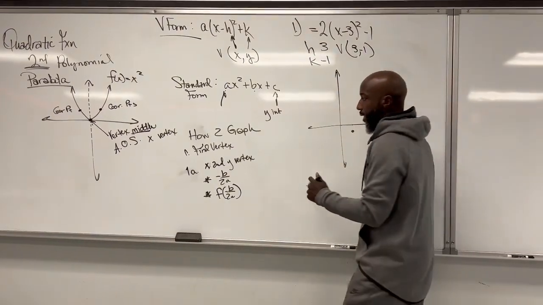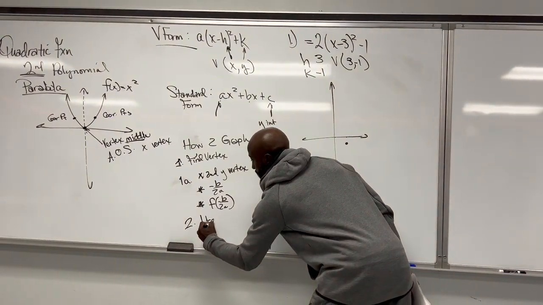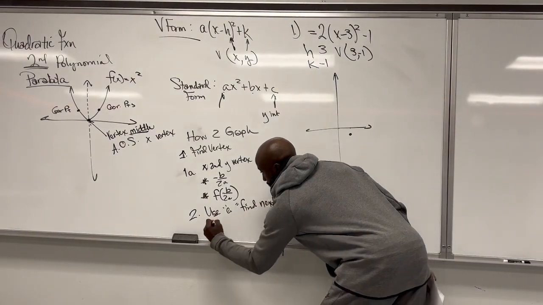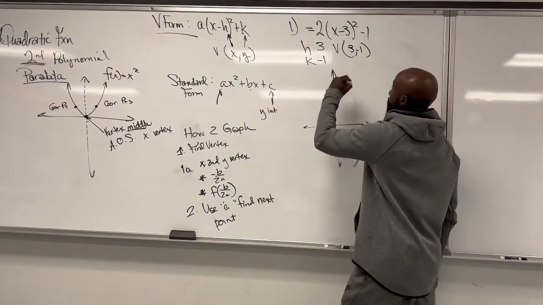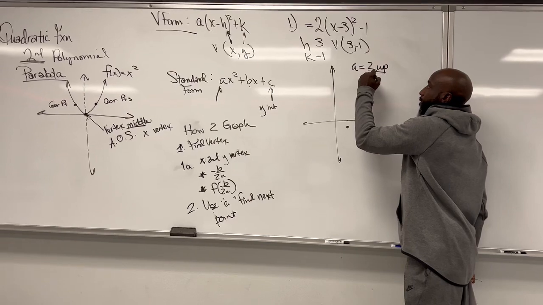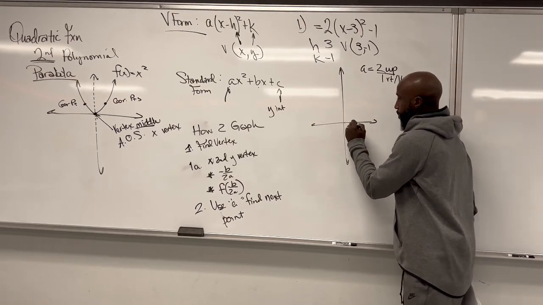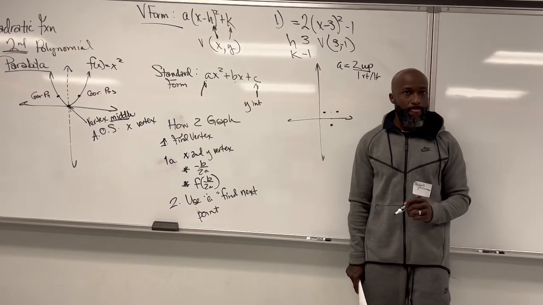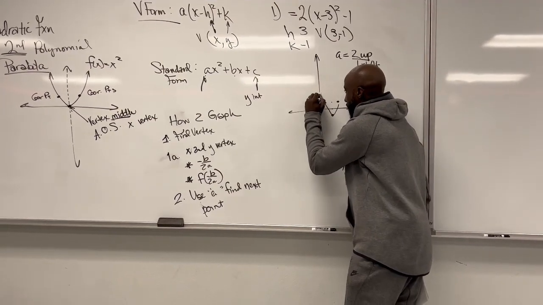The next thing we can do, after we found the vertex, is use A to find our next point. A can serve as a slope. A here is 2, positive 2, so it's like going up 2 to the right 1 and to the left 1. So we're gonna go up 2, to the right 1, and to the left 1, okay? And then we can just make our swoop. It's a rounded out situation right here. It's not a V.